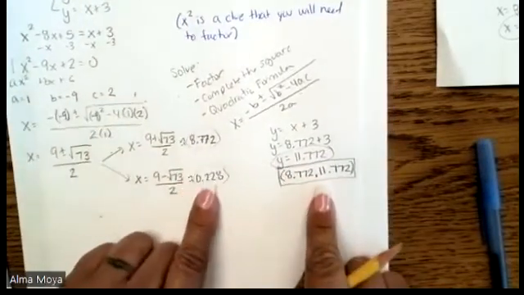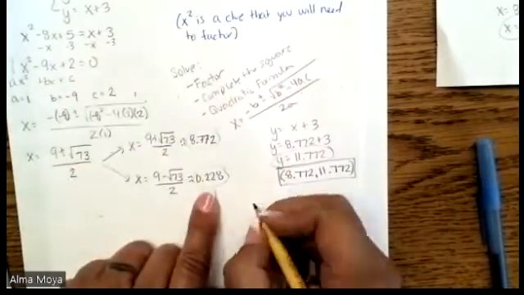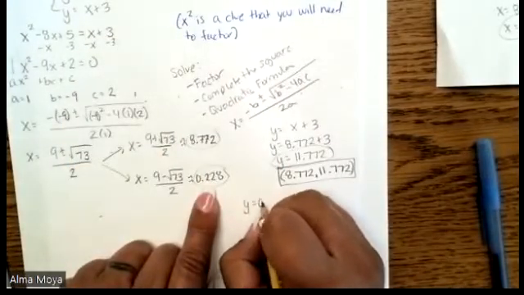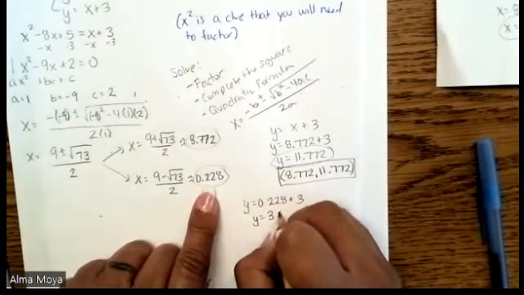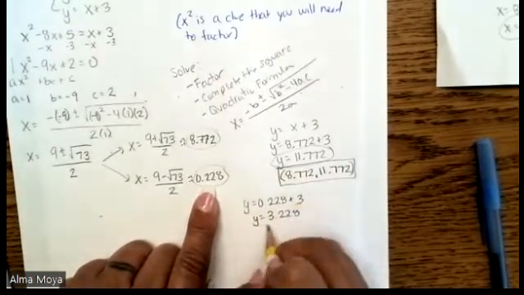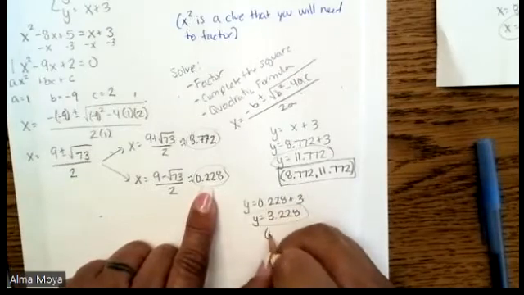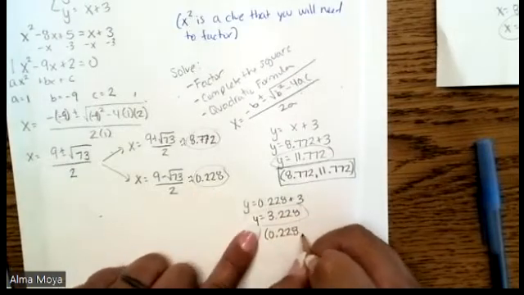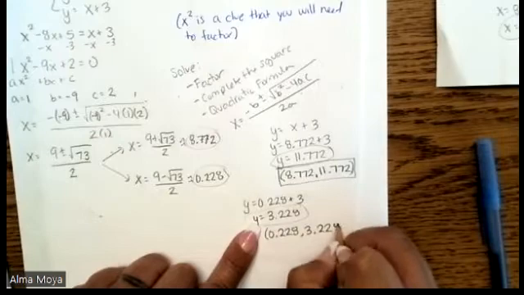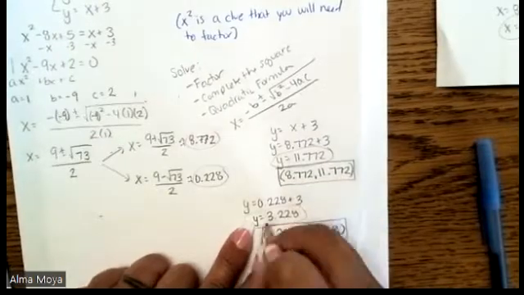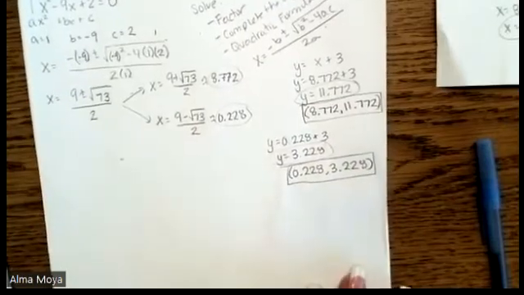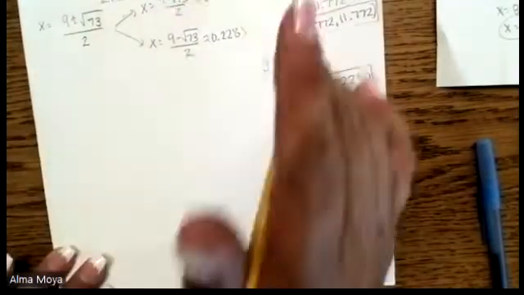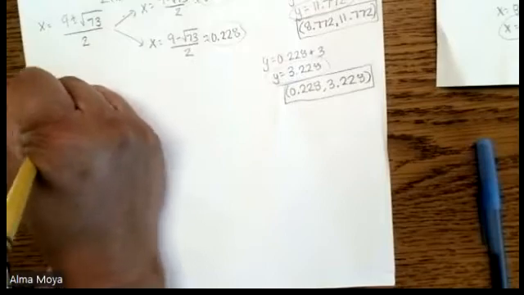That's one solution. Now I'm going to plug this one into that same equation. So y equals 0.228 plus 3. So y equals 3.228. So this point is going to be 0.228, comma 3.228. So that is the method of substitution. The next method I'm going to show you is elimination.